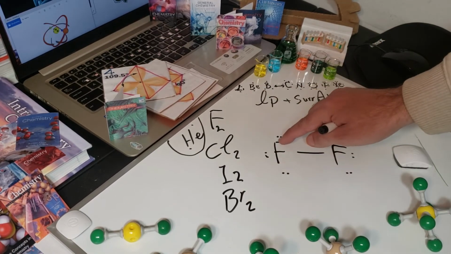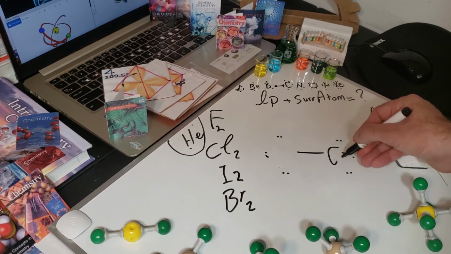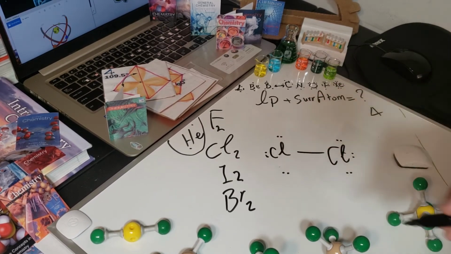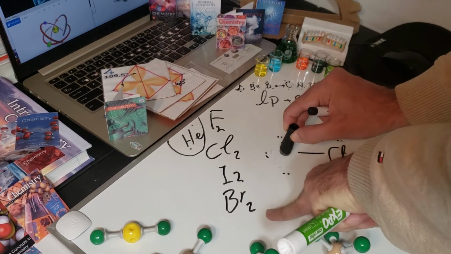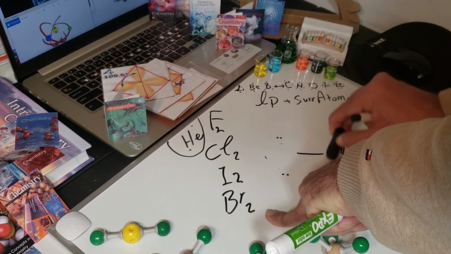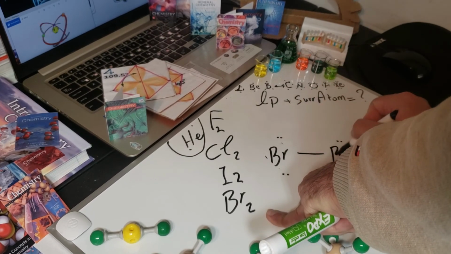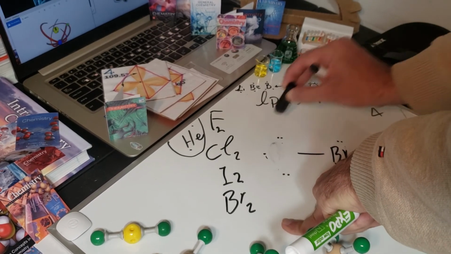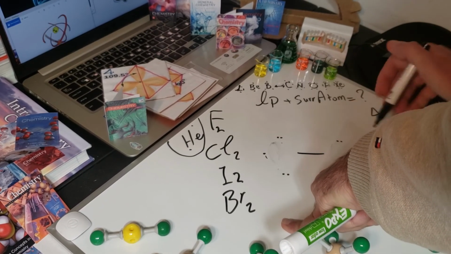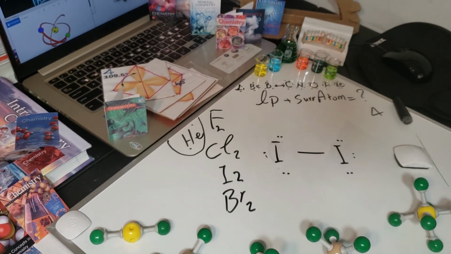I could just delete this to do chlorine, or bromine, or iodine. These are all diatomic molecules, and they have single bonds between them.